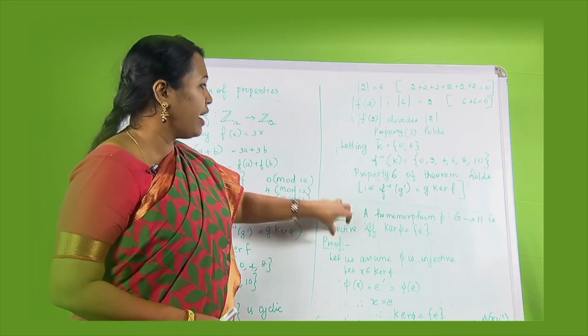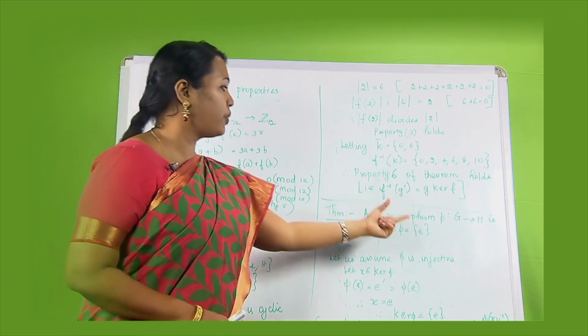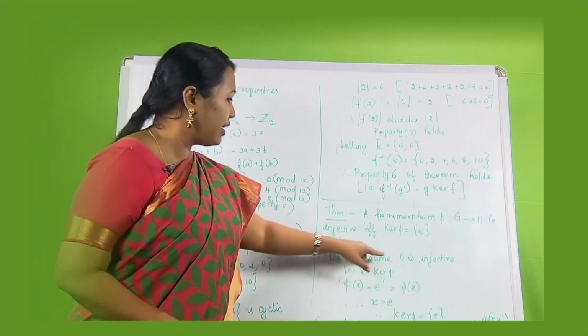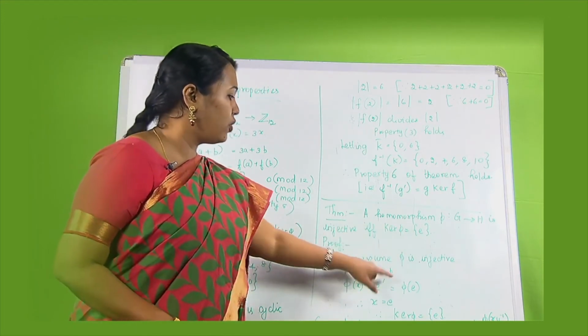Now, we will assume that phi is injective, and we shall prove that this is true. Let us assume that phi is injective. Let us assume some k belongs to kernel phi.